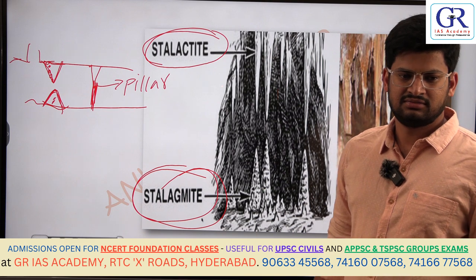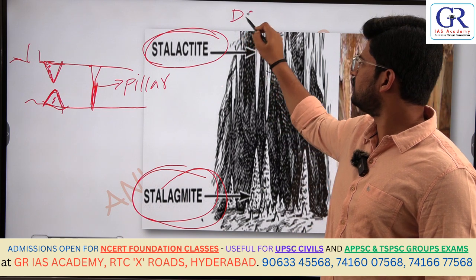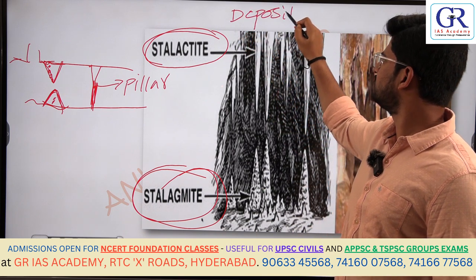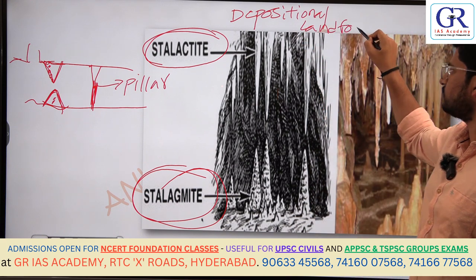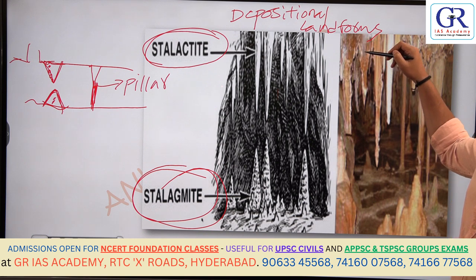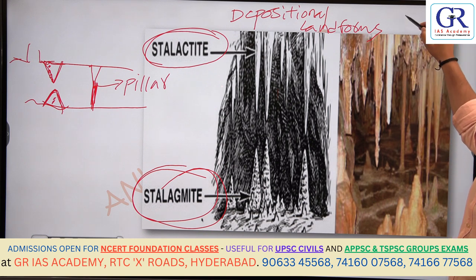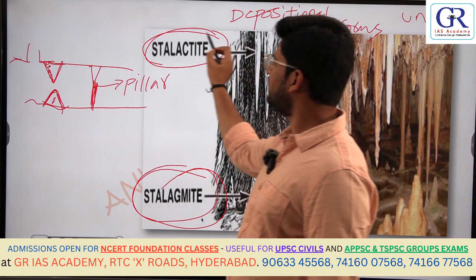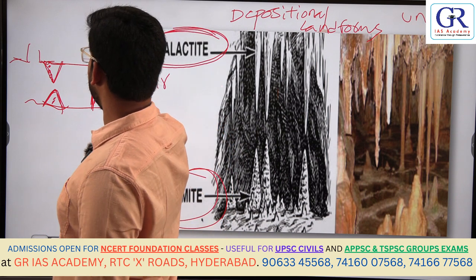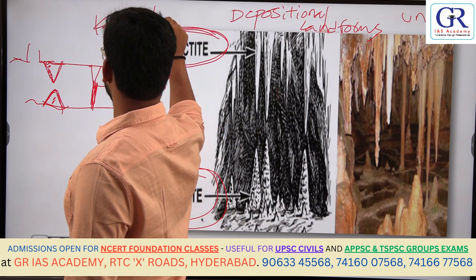They are depositional landforms formed by the action of underground water. Important stunning features of which topography? Karst topography.